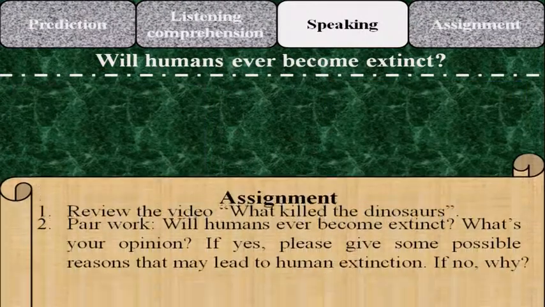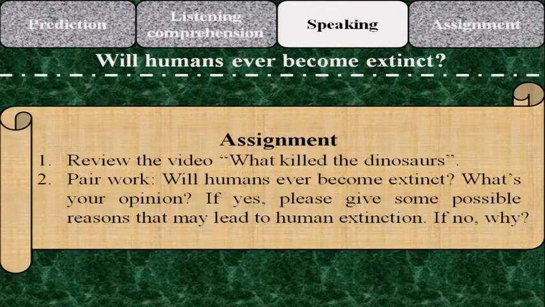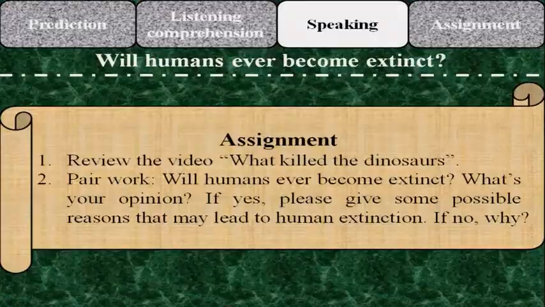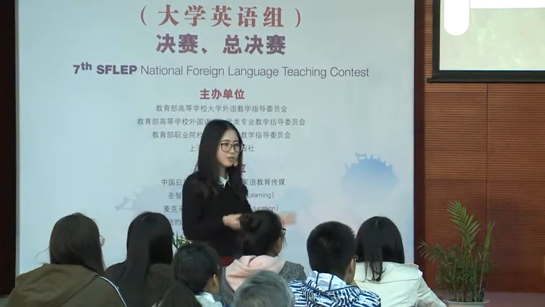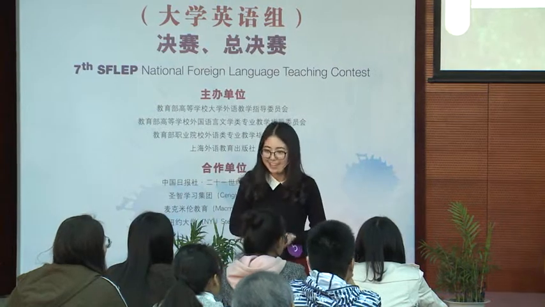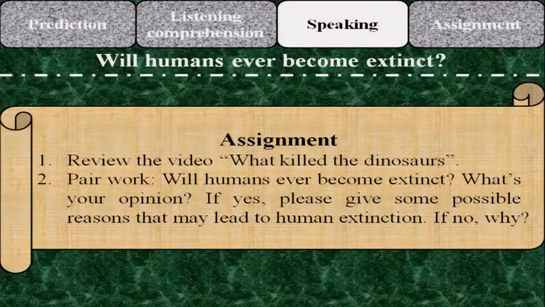Okay, so now I will leave this for you to do as homework. The first one is please review the video "What Killed the Dinosaurs?" And the second one, now let's do a little pair work. Okay, will humans ever become extinct? What do you think? If yes, give me some reasons. If no, also give some reasons. Okay, and we'll do a little demonstration next class.